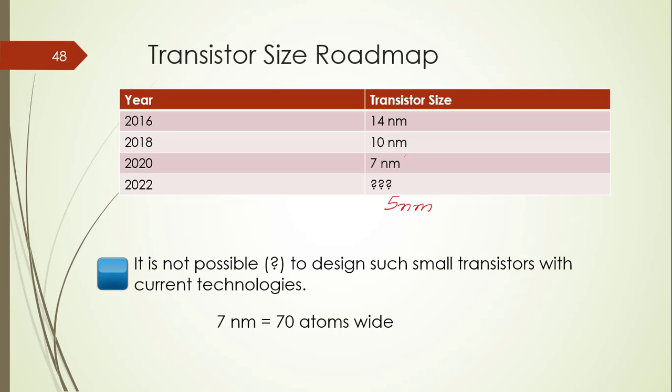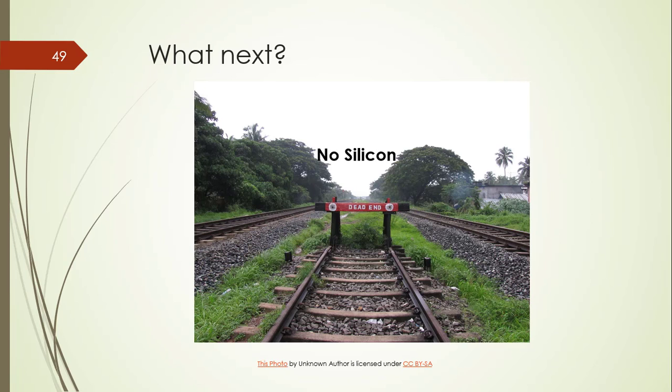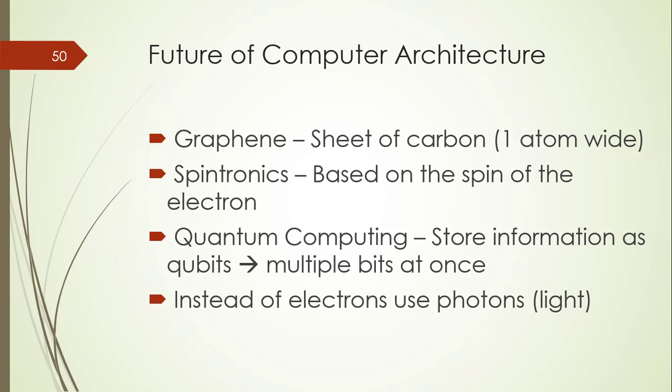So if we place a few atoms here and there, the specifications of the transistor will deviate substantially. So we clearly cannot scale silicon beyond this. Silicon is kind of reaching the end of its life. Well, if silicon is reaching the end of its life, are we at a dead end? No. There are many, many more devices that are coming up which will take the place of silicon.